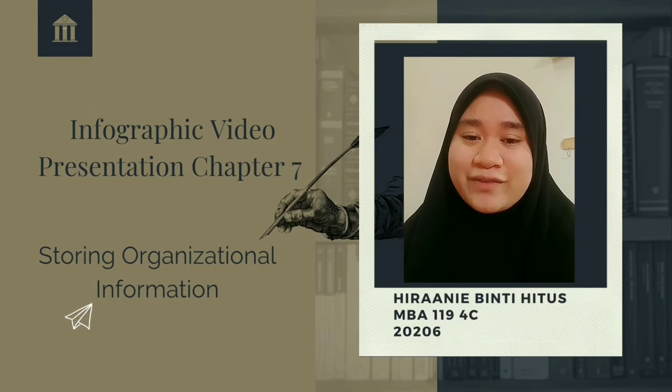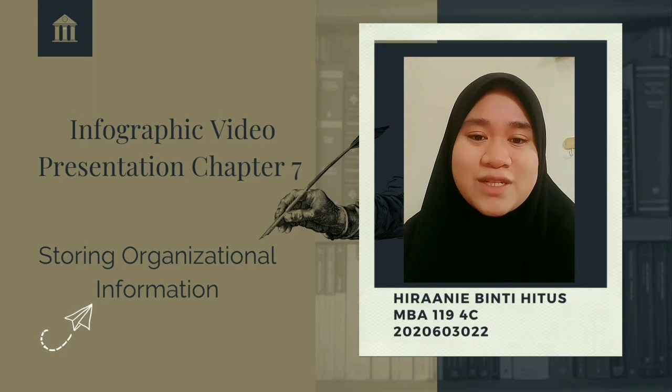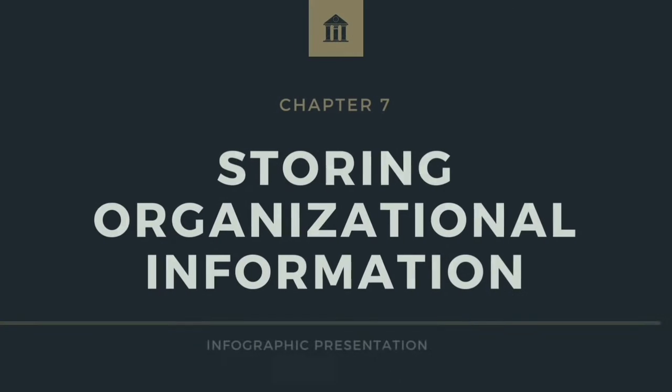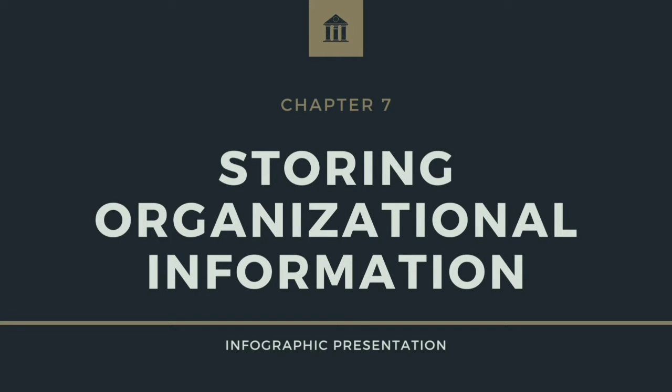Today I would like to give an infographic presentation based on Chapter 7, Storing Organization Information. So, let's get started. Information is all over the organization. Databases are used to store information. A database keeps a record of various types of objects or inventory, events or transactions, persons or employees, and locations or warehouses.